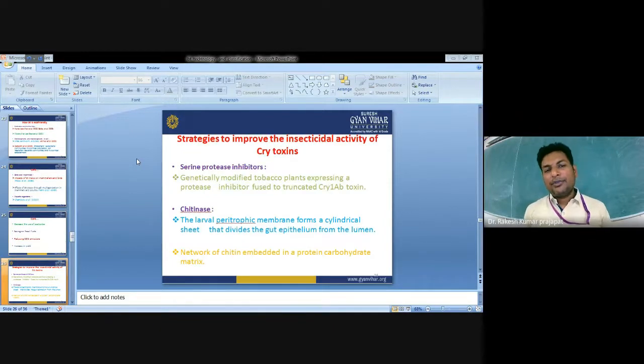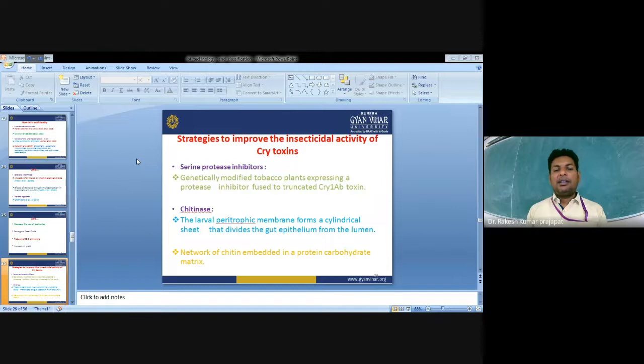There are certain strategies which are adopted to develop the insecticidal activity of Cry proteins in different crops. First is serine protease inhibitor from plant genes: a genetically modified tobacco plant which expresses the protease inhibitor fused to a truncated Cry1AB protein.